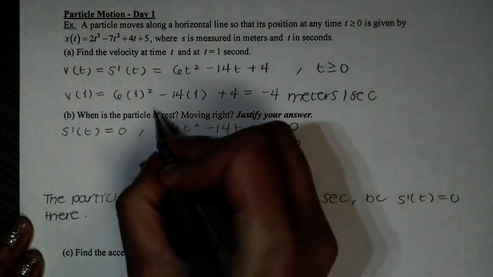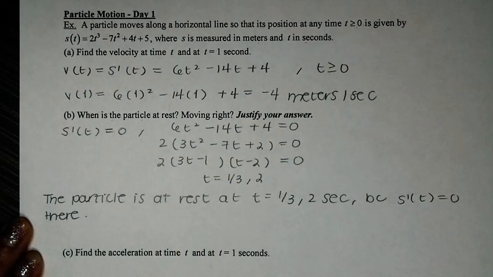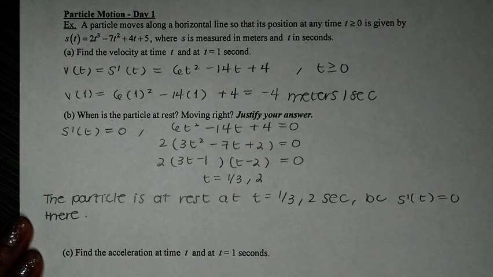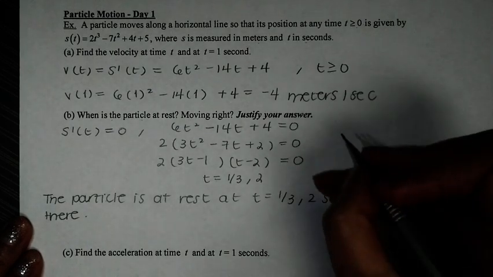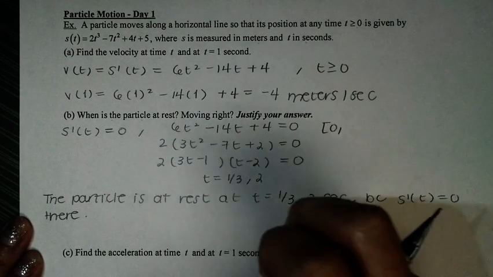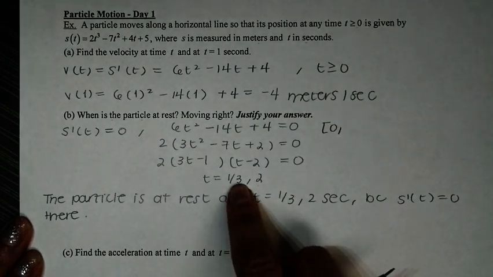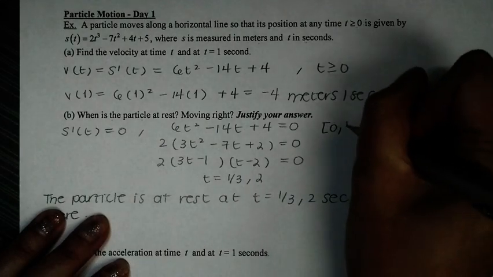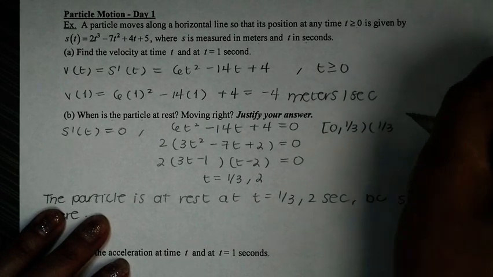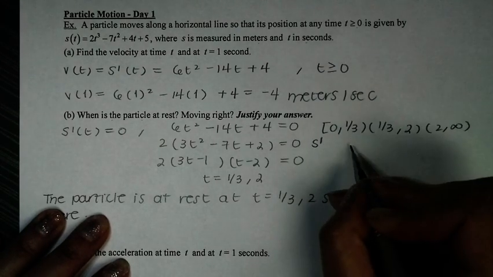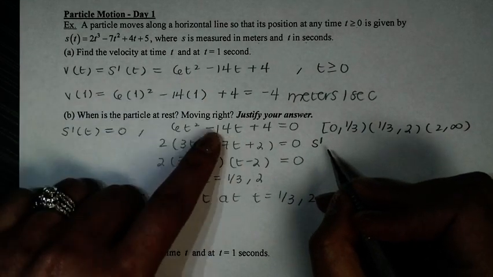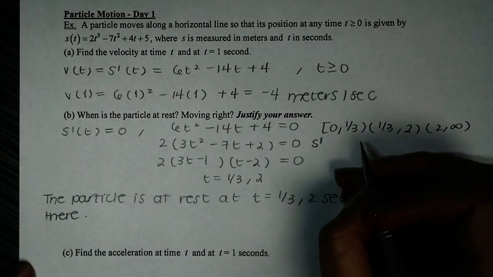Now that's not it. You have a second piece: when is the particle moving to the right? As we were analyzing the intervals for increasing and decreasing, here we're going to analyze the intervals for moving to the right and left. You already found, technically speaking, the critical numbers, which are 1/3 and 2. So you build your table the same as before, from 0 to infinity, and you evaluate your s prime. Remember, we're evaluating wherever you want, you plug a number there.